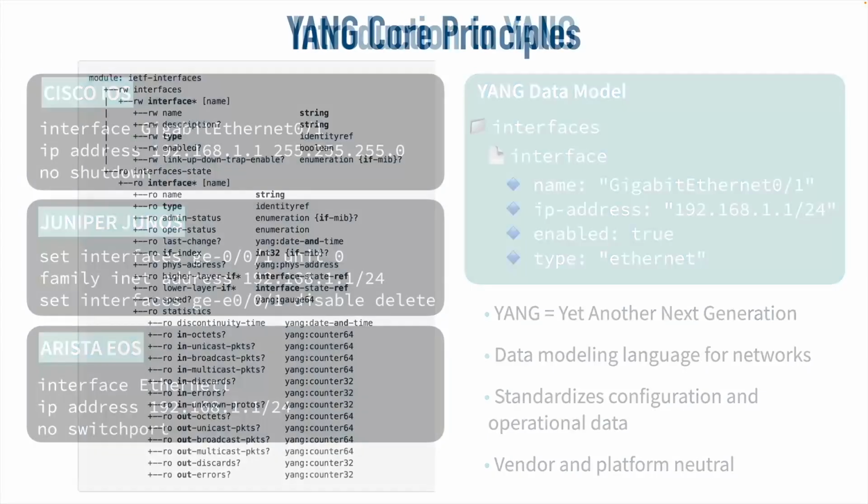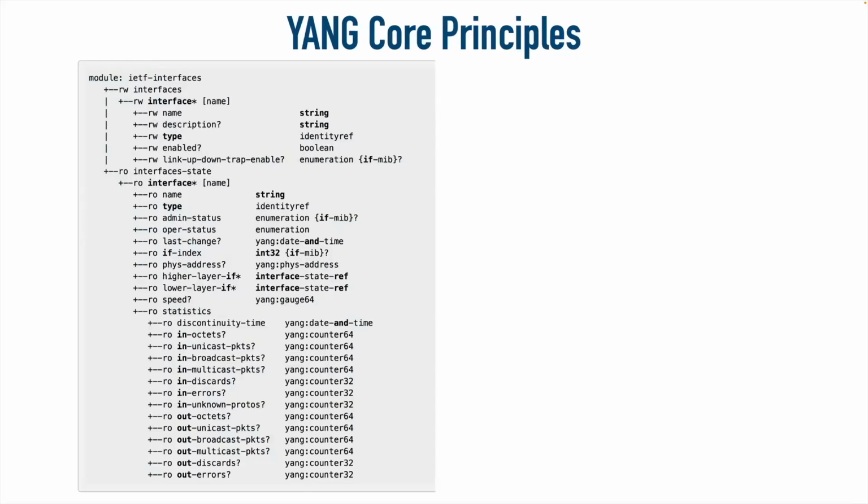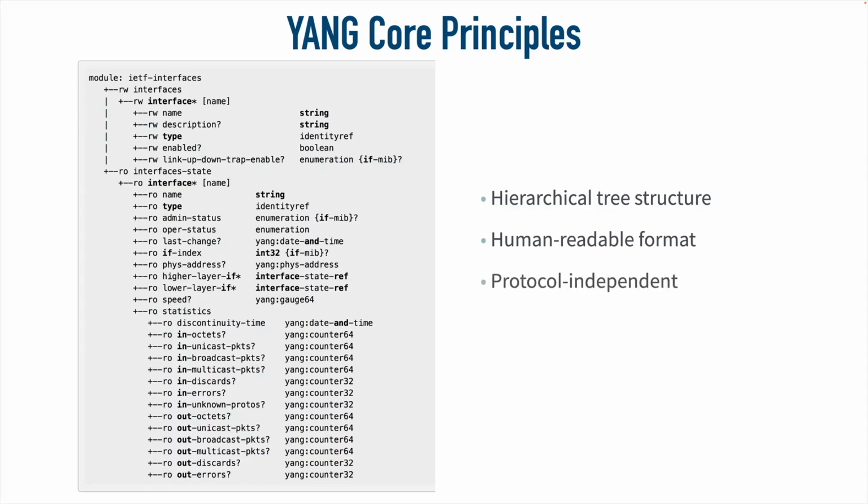And before I show you an example, let's consider some fundamental principles of Yang. First, it's hierarchical. And by that I mean that data is organized in a tree-like structure, just like you might organize your files in folders on your computer and nest one folder within another folder. Second, this is a very human-readable format, so network engineers can intuitively understand what a particular Yang data model is saying. And third, it is protocol independent.